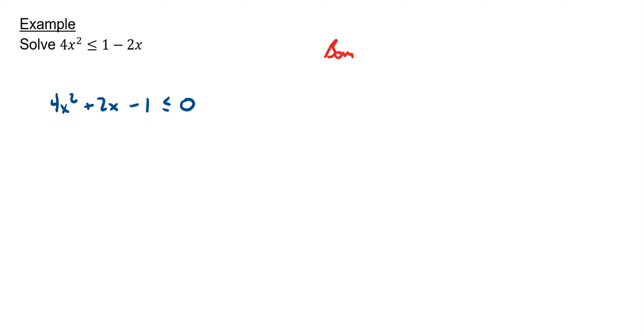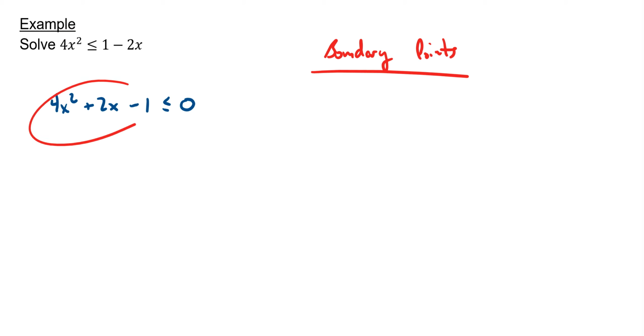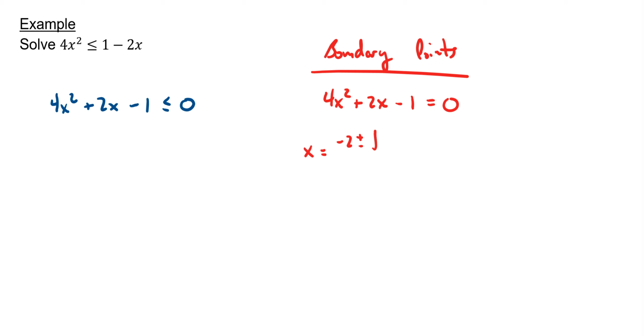So we just moved everything to the left-hand side. Now we're going to go ahead and find our boundary points. We're going to take this function here and find the x-intercepts, so we set it equal to 0. For this specific one, you could try to factor if you want, but I'll just tell you now, this one does not factor. So let's just use the quadratic formula. I'll go a little bit quick. It's x equals negative b plus or minus the square root of b squared minus 4 times a times c, all over 2 times a.